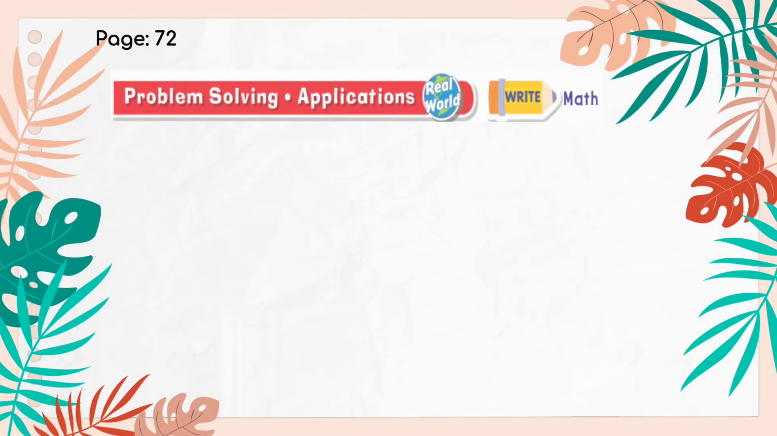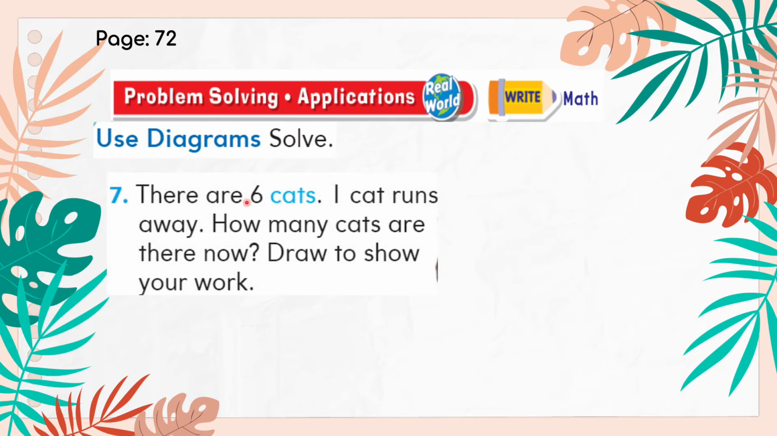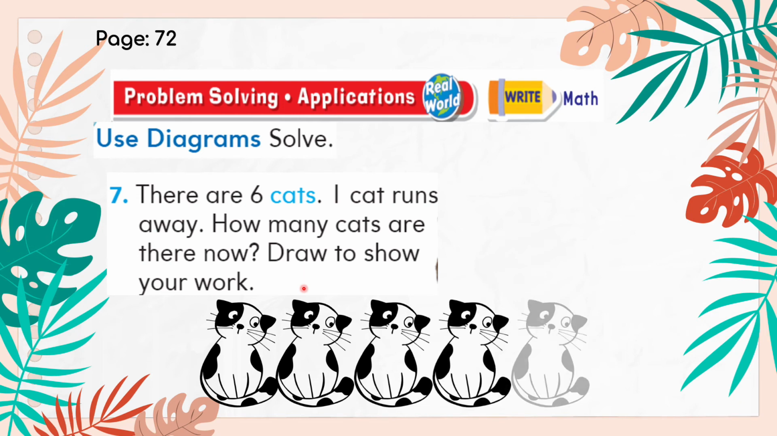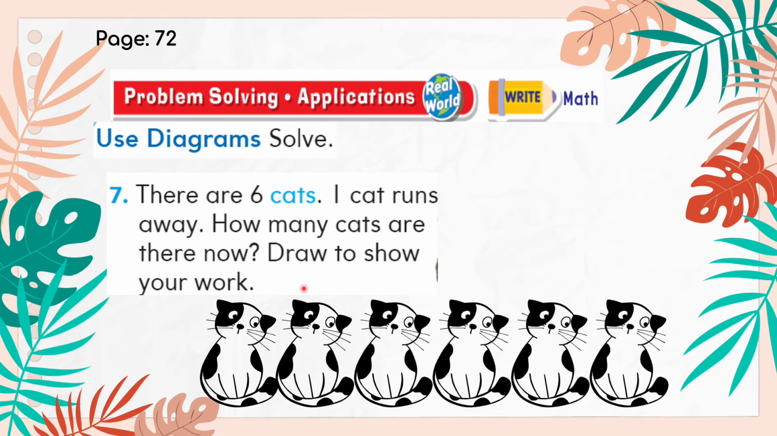On page 72, looking at problem solving application questions, it says use diagrams, solve. There are 6 cats, 1 cat runs away. How many cats are there now? Draw to show your work. So how many cats do we have in the beginning? We have 6 cats. I'm going to draw 1, 2, 3, 4, 5, 6. So we have 6 cats here and then the question says 1 cat runs away.